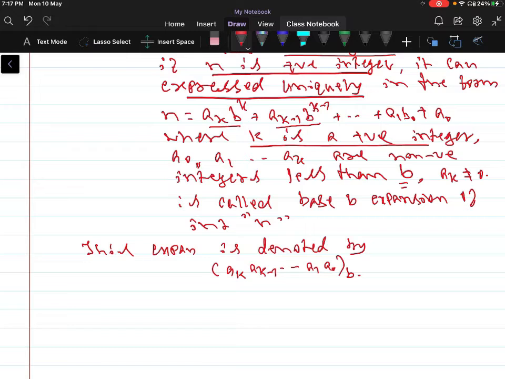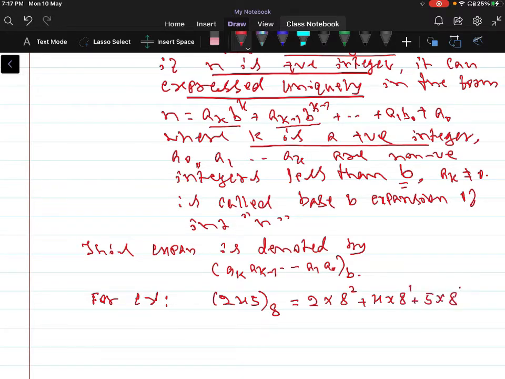For example, 245 with base 8 represents 2 into 8 square plus 4 into 8 power 1 plus 5 into 8 power 0. So this expansion is called octal representation.